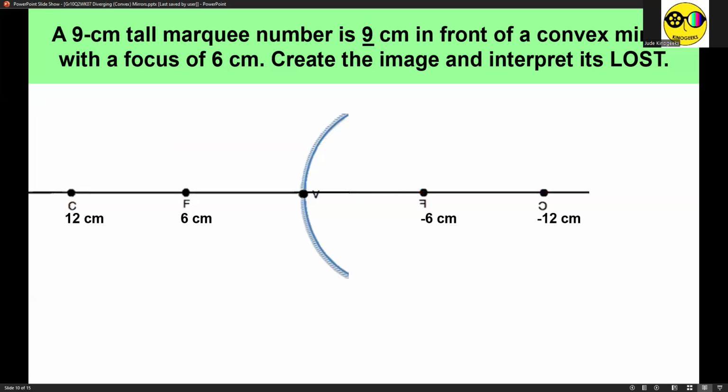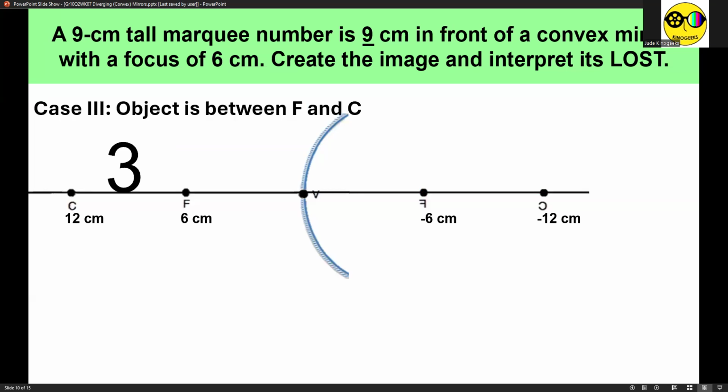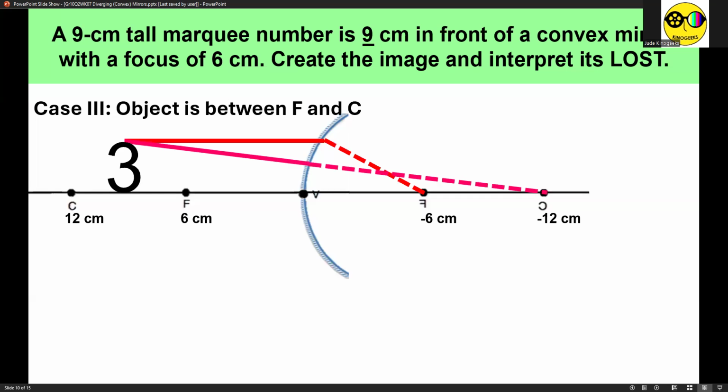Next, we have case number 3, wherein the object is 9 centimeters in front of a convex mirror. 9 centimeters is found between 6 and 12. That means our third object, number 3, is found between the focus and the radius of curvature. By performing the ray diagram once again, for the third time, you have a pair of broken lines intersecting at the right side, and the point of intersection happens to be at the top of the optical axis. Therefore, number 3 will be upright but laterally reversed.